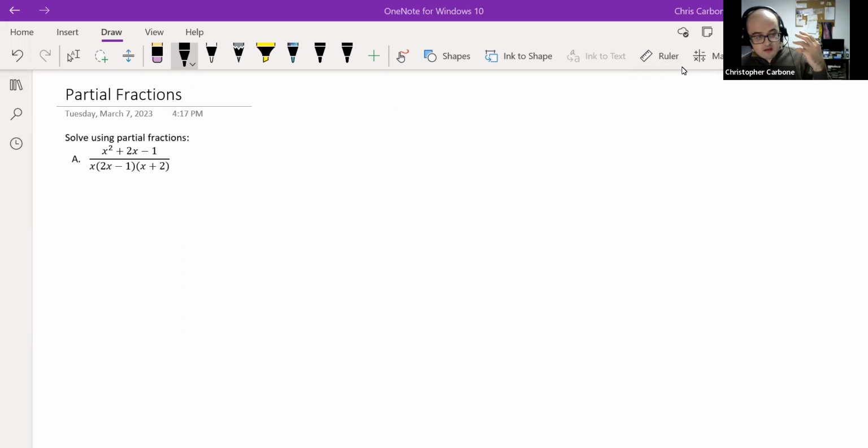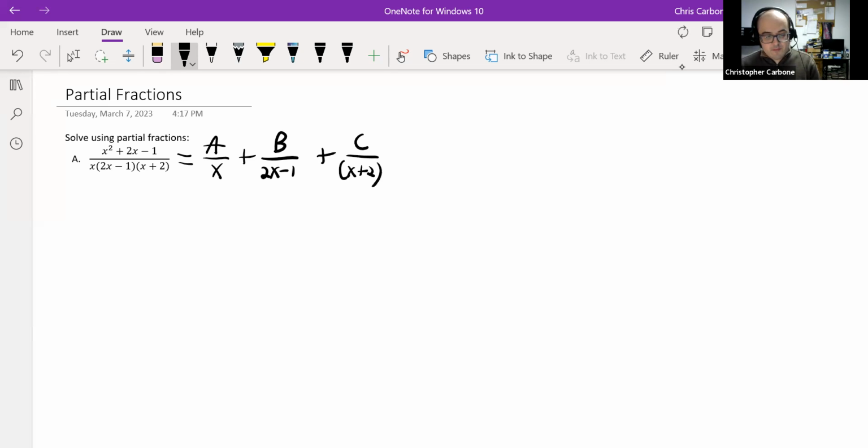The fraction I have here is x squared plus 2x minus 1 divided by x times 2x minus 1 times x plus 2. Since we have three different unique linear expressions, we could write this as a divided by x plus b divided by 2x minus 1 plus c divided by x plus 2. Since, again, they are distinct linear expressions, we could separate each individual one.